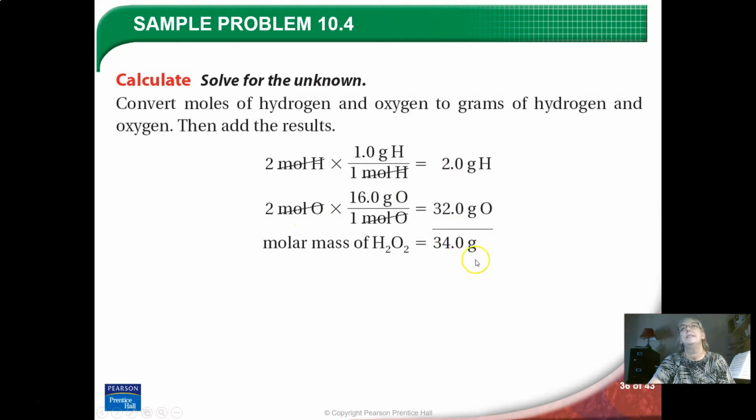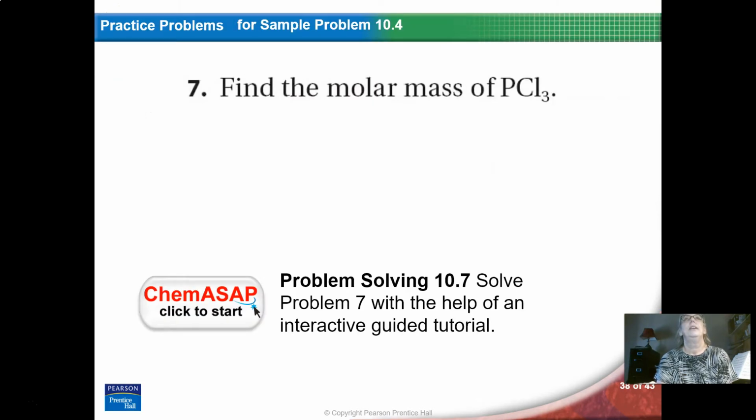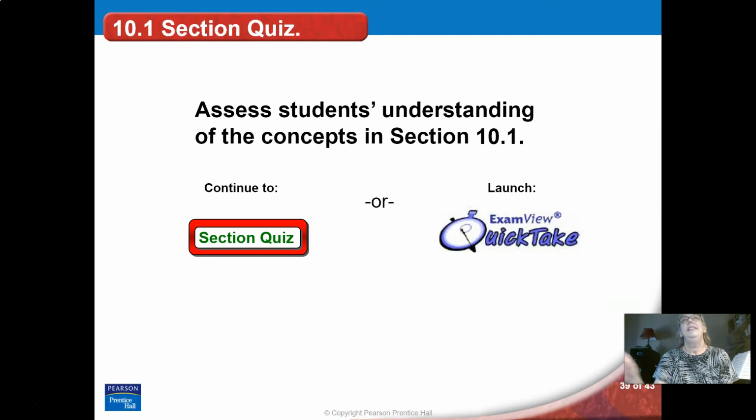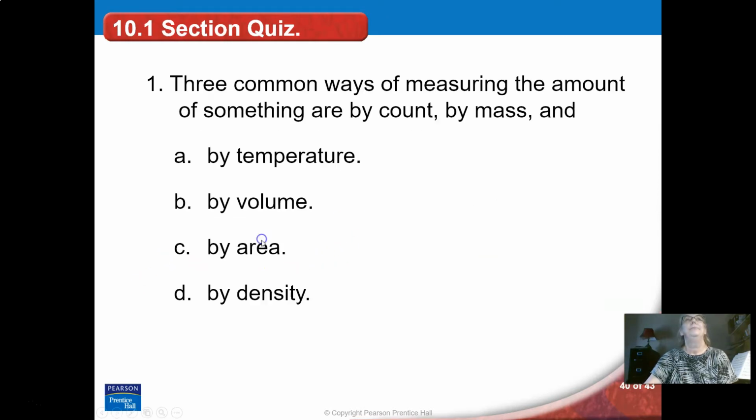So this is a basic skill we need to know in this class, molar mass, how to figure that out for a molecule, a mole of that molecule. So you could try that one, and then let's try a quiz.